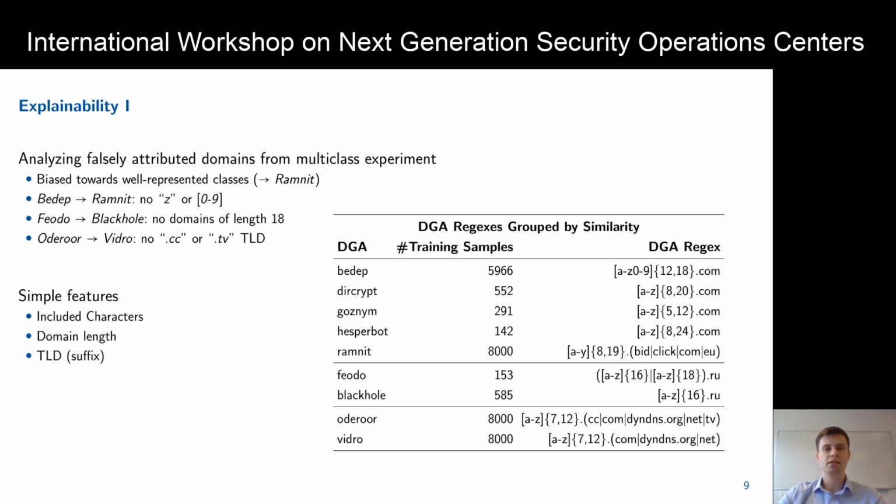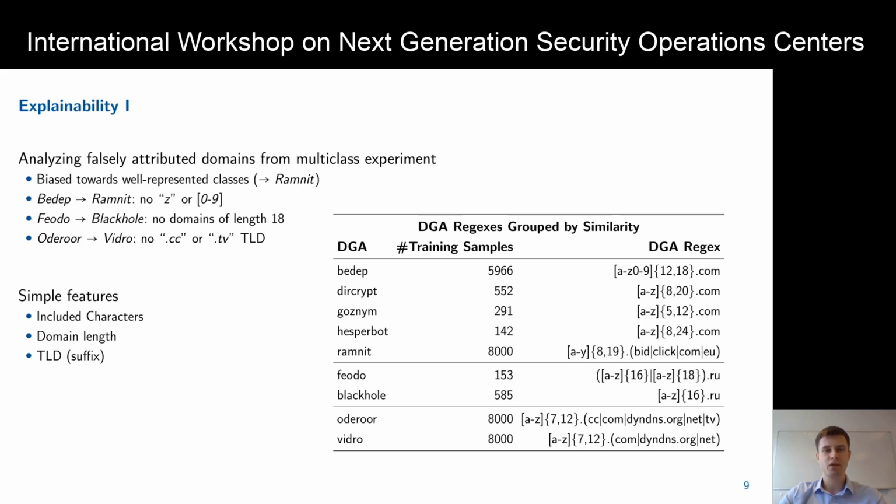In our experiments, a huge fraction of BEDIP, Deergroup, Gosnam and Hesperbot are falsely labeled as Remnit. Considering that a huge fraction of the domains generated by these DGAs match the same regular expression, it is not surprising that the classification is biased towards the better represented class, in this case towards Remnit. By investigating which specific samples are falsely labeled, we can draw conclusions on the possible features used for classification.